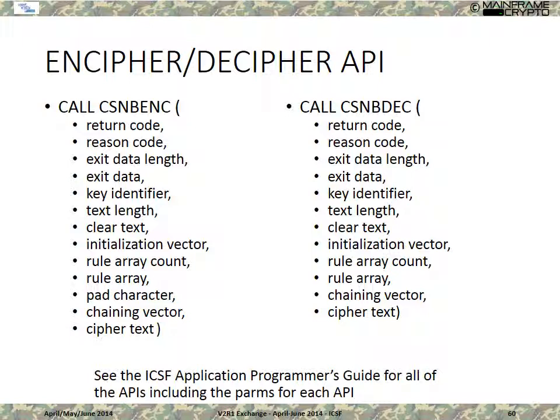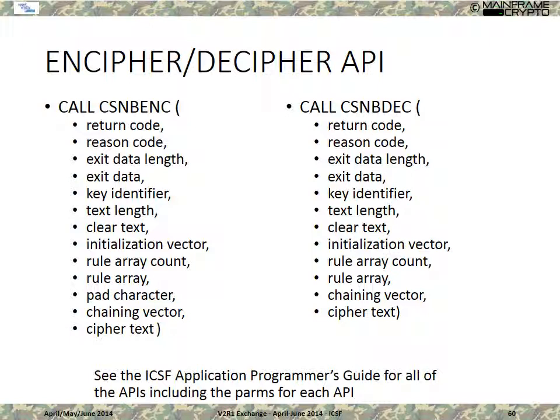return code, reason code. And if it's other than a return code 0, reason code 0, you might want to externalize that result and let the application know, hey, there was a warning message here that maybe somebody should investigate. The next parameter for both APIs is the key identifier. That's a pointer to the key that is going to be used to do the encipher and decipher.